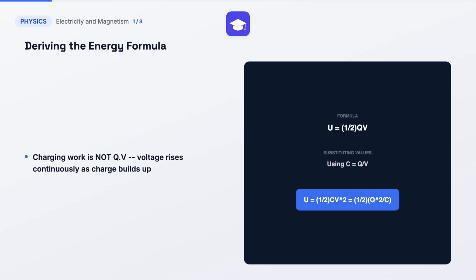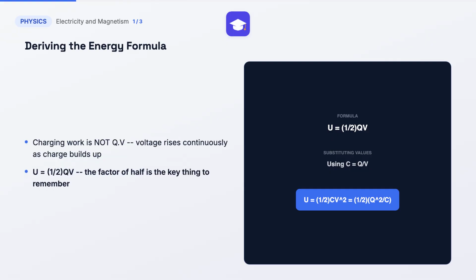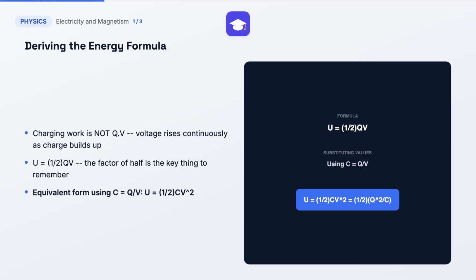Let's begin. Charging a capacitor genuinely requires doing work, since each additional bit of charge must be pushed onto the plates against the repulsion of the charge already there. The work is not simply Q times V, because the voltage itself keeps rising continuously as charge builds up. Integrating this rising voltage over the entire charging process genuinely gives the total energy stored, U equals half QV, exactly half of what you'd naively expect from QV alone. This factor of 1/2 is genuinely the single most important thing to remember about capacitor energy.